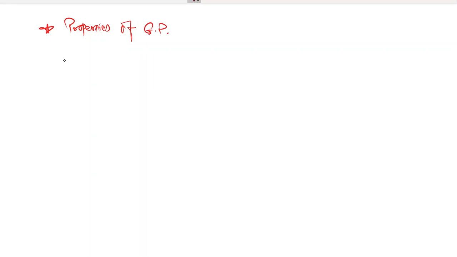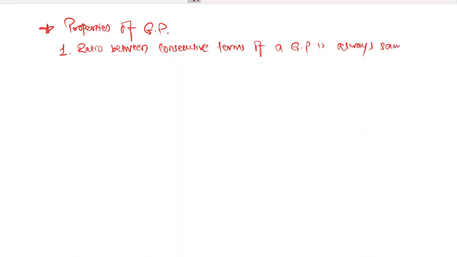The first property: the ratio between the consecutive terms of a GP is always the same. And we know this. What is this ratio known as? It is known as the common ratio, right? So that is always the same between consecutive terms of a GP.